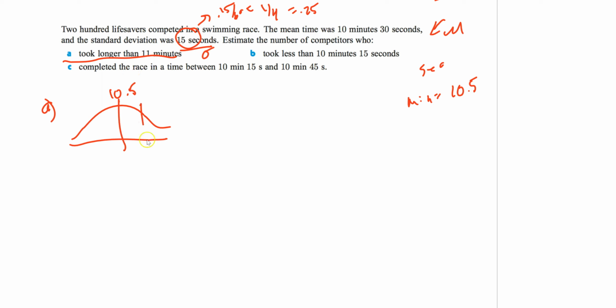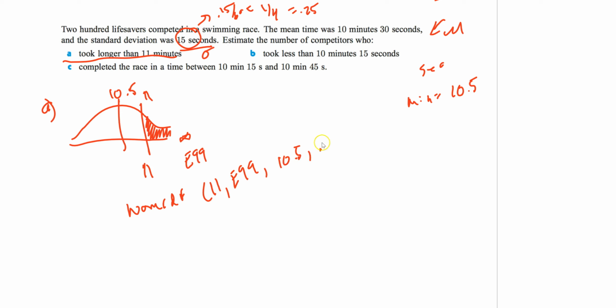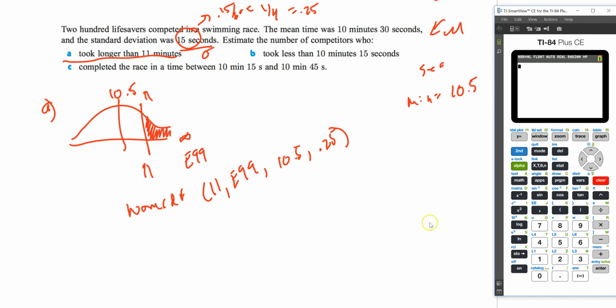So 10.5 is there. Here goes 11. Longer than means the right hand side. Remember how we're gonna put this into our calculator. Lower bound is 11. Upper bound is infinity, but we can't do that, so we have to put E99. In our calculator, we're going to put normal CDF: 11, E99. We'll put the mean, which is 10.5, and the standard deviation, which is 0.25 now.